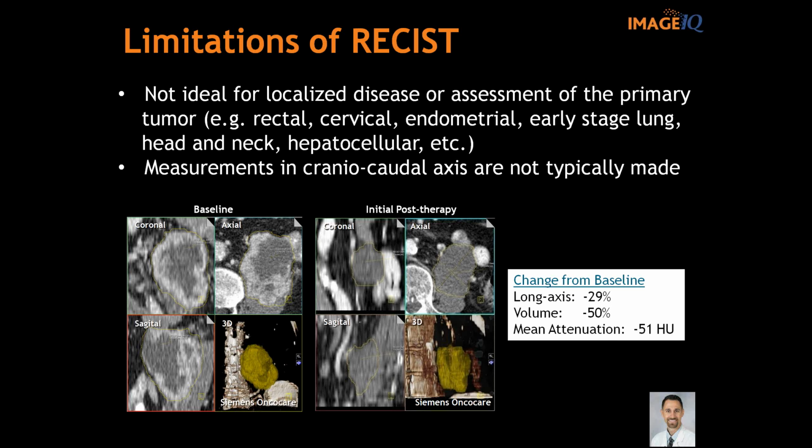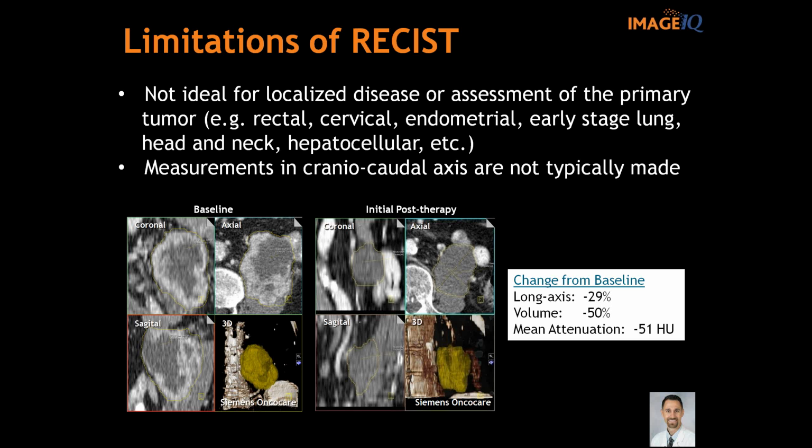RECIST is not ideal for localized disease or assessment of the primary tumor. You can use it, and it is used, but for rectal tumors, cervical tumors, endometrial, and the other ones listed here, sometimes those are better measured in other axes. Typically you're using the axial dimension when you're doing RECIST. You don't have to. You can plan ahead if you use an appropriate protocol, the right type of pixel size and slice thickness. You can generate coronal and sagittals and measure off of that, but you really need to define that up front. Sometimes these tumors tend to grow more in the craniocaudal dimension or more in a volumetric process that may better capture it.